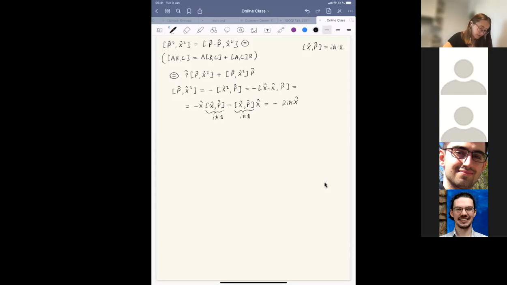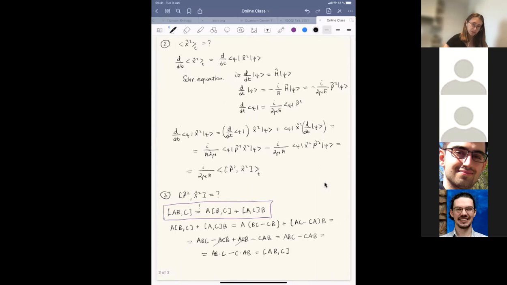Okay, this means that our initial expression, the p squared x squared commutator, is equal to p times minus 2ih bar x plus minus 2ih bar x times p. So here I just substitute the p, x squared commutator by this expression. And hence what we get is minus 2ih bar (px plus xp). This allows us to rewrite what we had before.